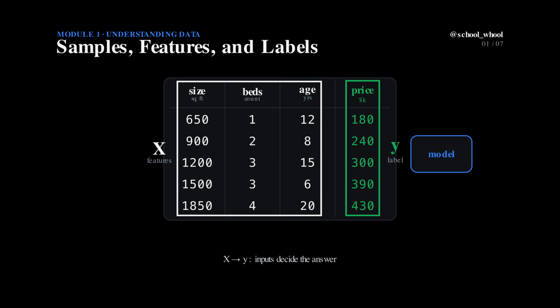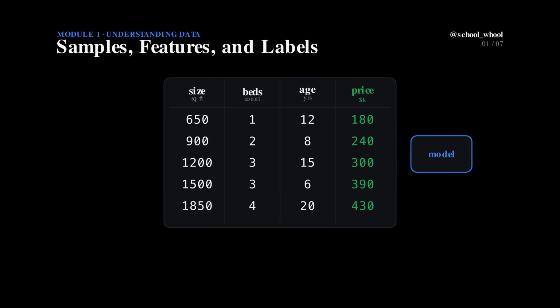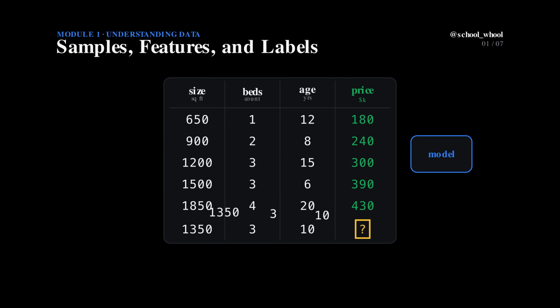Now the payoff. A new apartment shows up. We know its features, but its price is blank, a question mark. We feed those features through the model, and it fills in the missing label. That prediction is the whole point of learning from the table.